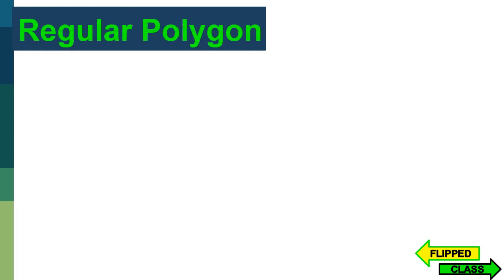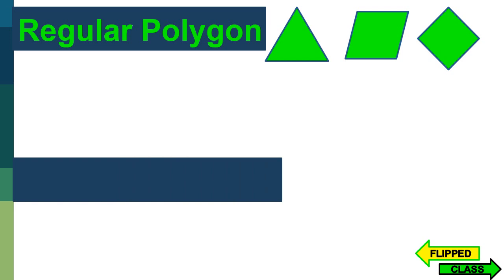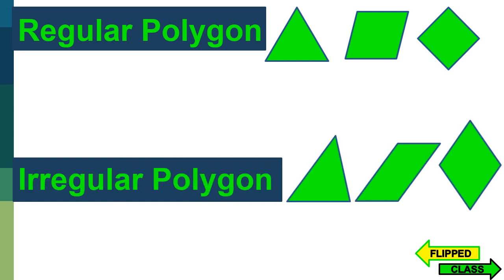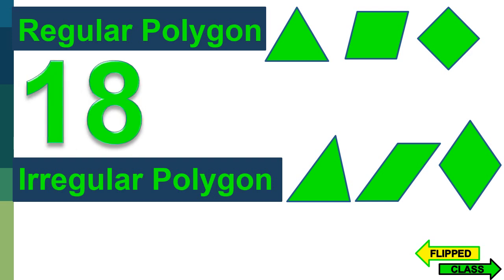Aside from convex and concave polygons, we also need to define what regular and irregular polygons are. The first group are considered as regular polygons. The second group are considered as irregular polygons. In another 20 seconds, please differentiate regular and irregular polygons.